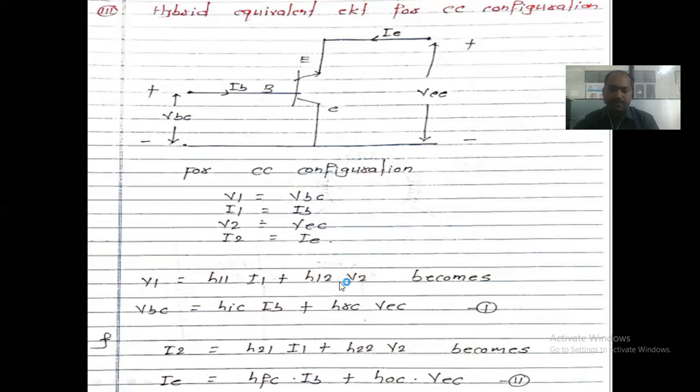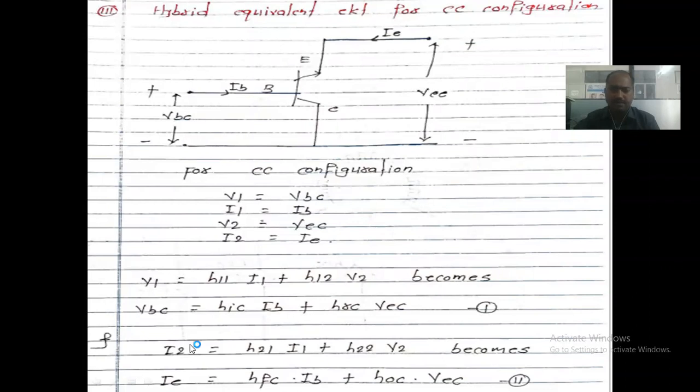Plus h12. What does h12 indicate? h12 is the ratio of V1 upon V2, input to output, which is a requirement of the output to the input. That's why it is a reverse parameter, so it is written as hr, and for the common collector, HRC. V2 is the output voltage, that is VCE or VEC. So HRC into VCE. Your equation becomes VBC equal to HIC into IB plus HRC into VCE. This is equation number one.